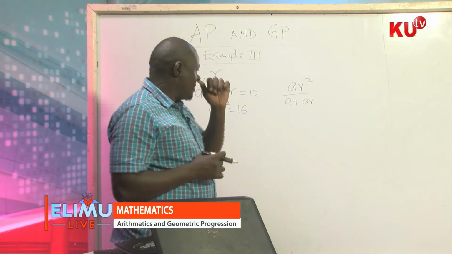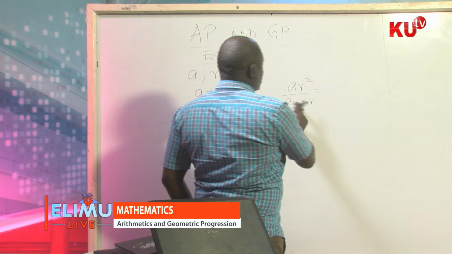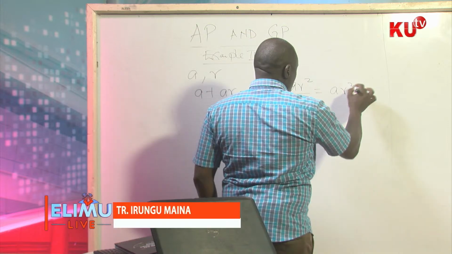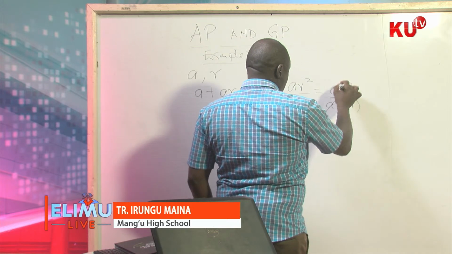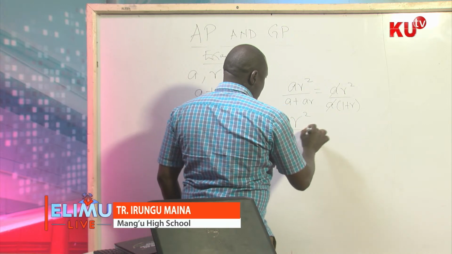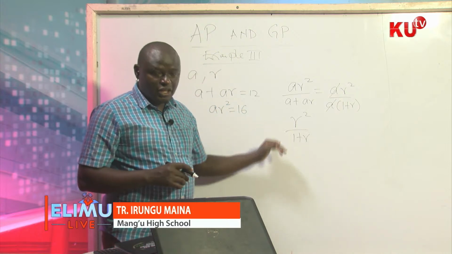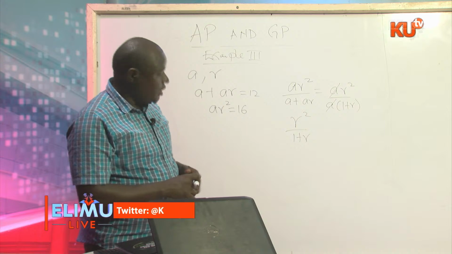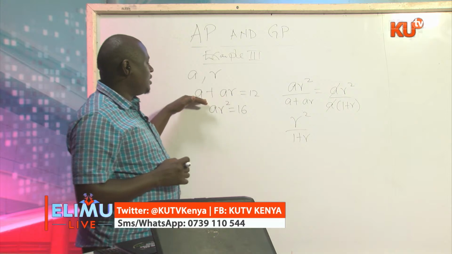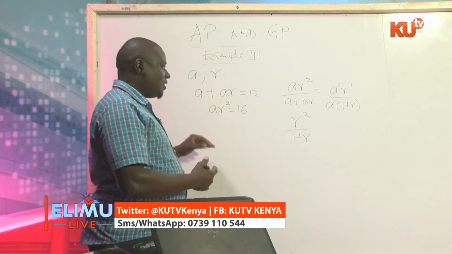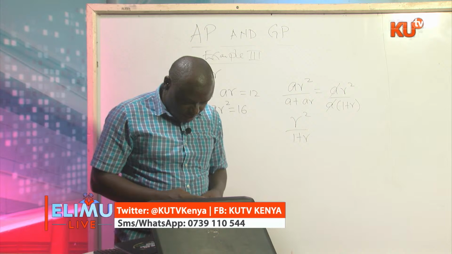In this case, we can factor out A in the denominator because it is common. I'll have AR squared over A into 1 plus R. We can cancel A, and I'm left with r squared over 1 plus r. This is the ratio, and we can leave it at that point, because I want to see whether you can tell first term, second term, third term, and form equations of that nature. And that's what we have just done.